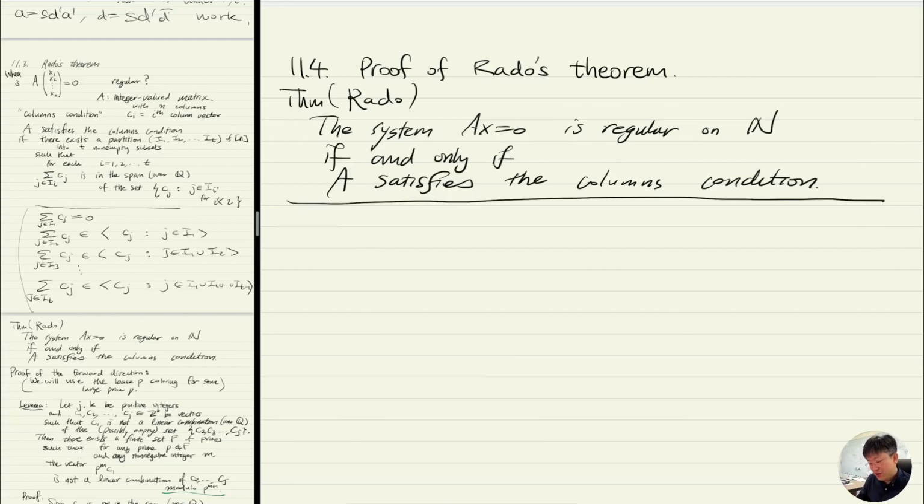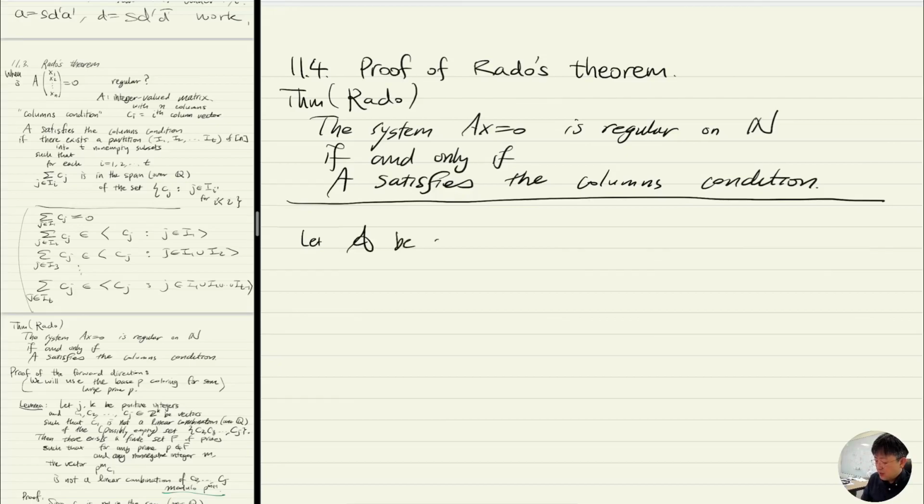And in the previous video, we have already seen why this columns condition is necessary. So in this video, we're going to see the hard direction, why this columns condition implies that AX equals 0 is regular. So we will first build up several lemmas. Okay, so let me start with this formalism.